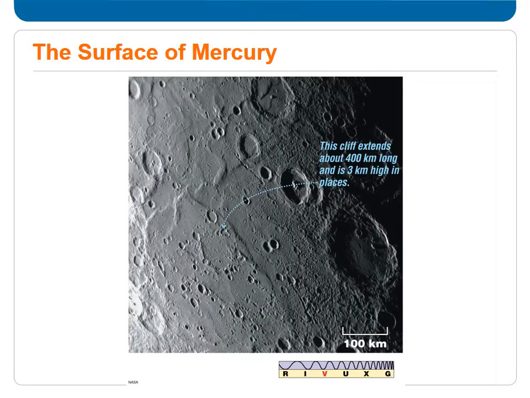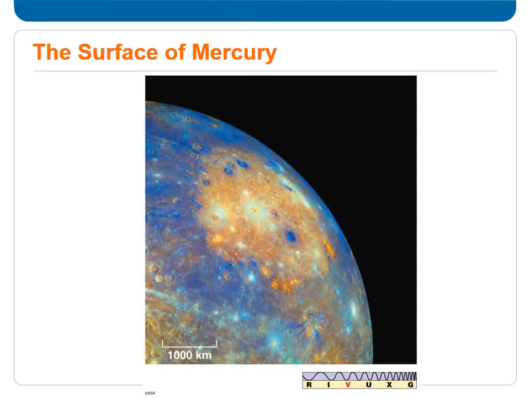Mercury exhibits some distinctive features called scarps, or cliffs, which are several hundred kilometers long and up to 3 kilometers high. They are thought to have formed as the planet cooled and shrank. Caloris Basin is a large impact feature ringed by concentric mountain ranges.